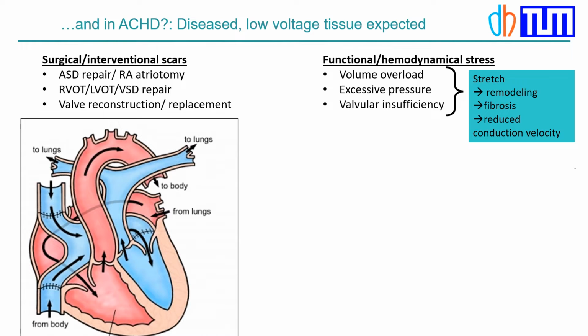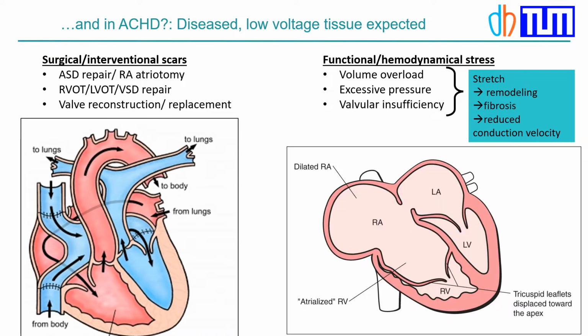And this stretch leads then to remodeling and fibrosis and reduced conduction velocity, like for example in this patient with an Ebstein anomaly with this huge atrialized RV, where this right atrium will for sure have abnormal signals.